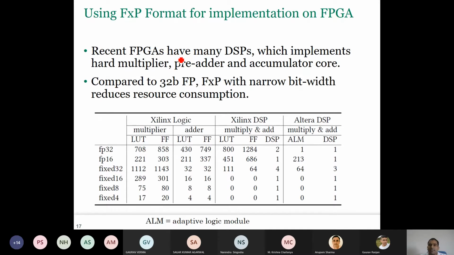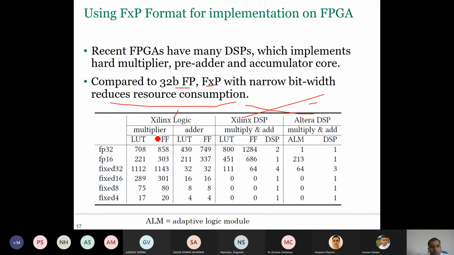Okay. So recent FPGAs have many DSPs which implement a multiplier, pre-adder, accumulator core. This is FPGA terminology, this core, processor core. So that means they can do these operations: multiplication, addition, accumulation. So here we are showing that compared to 32-bit floating point, if you were to just do fixed point operations and also reduce the bit width, it greatly reduces the resource consumption. Here are 3 examples. First of all, let us just focus on this Xilinx. Let us ignore these 2 sides.